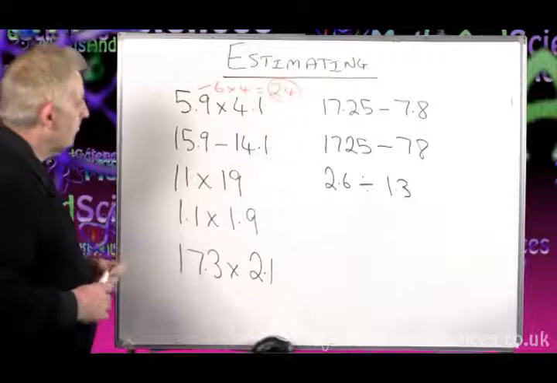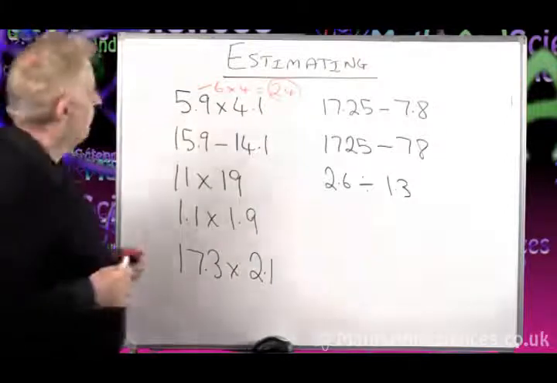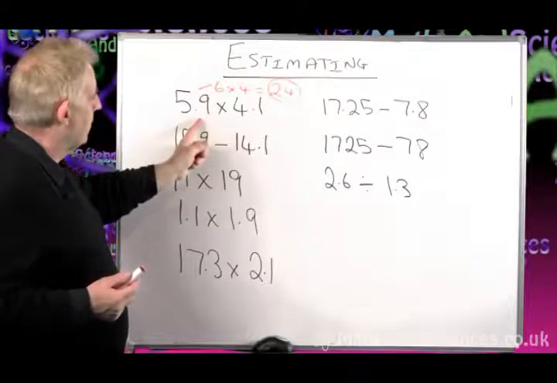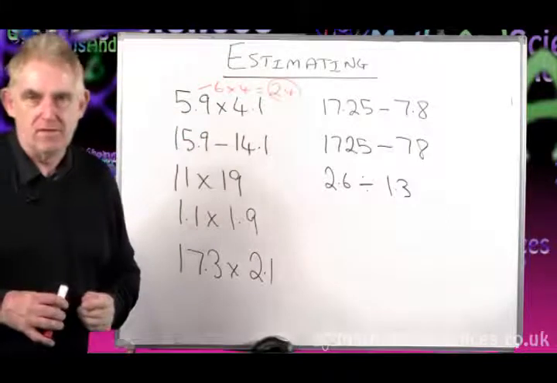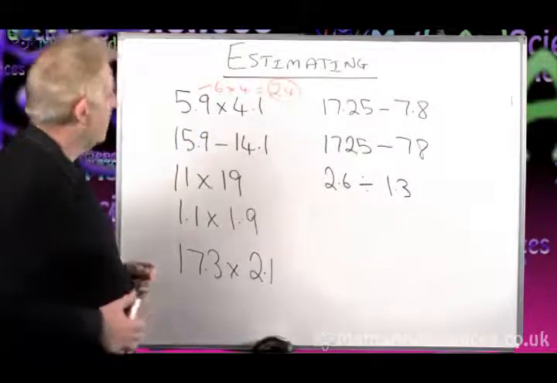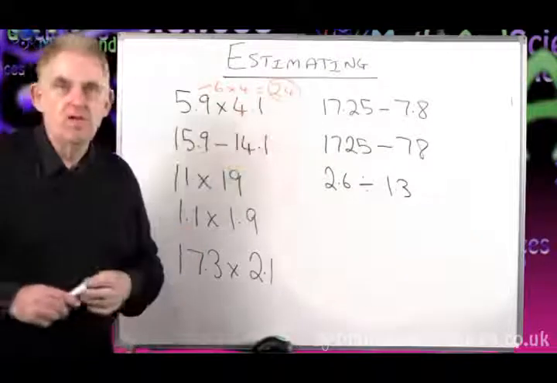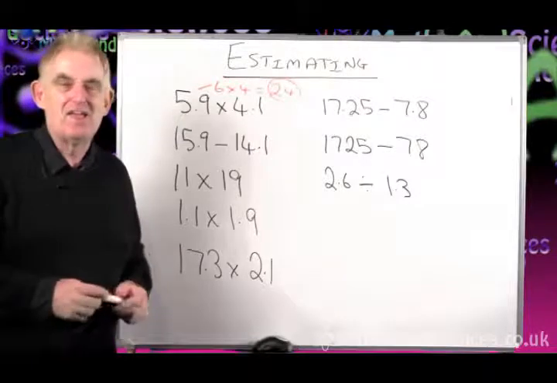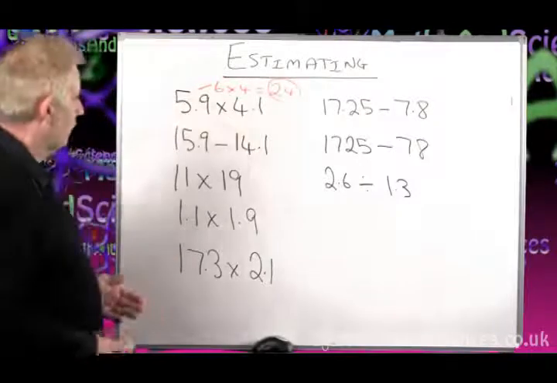Next one. By the way, just going back to that one for a minute, if you had a room that was 5.9 metres by 4.1 metres, we could say you'd need roughly 24 square metres of carpet to cover the floor. That's the idea, just to give you an idea of how much it might then cost.